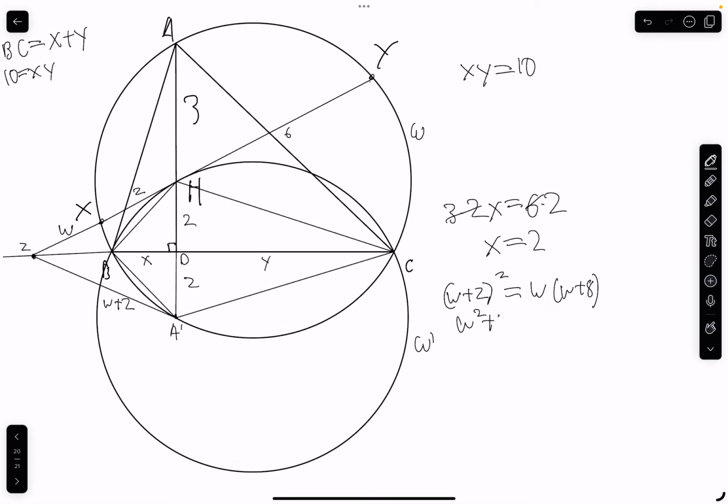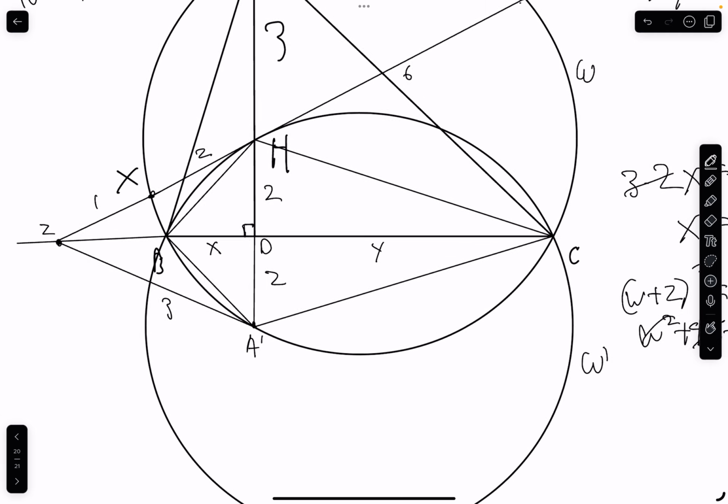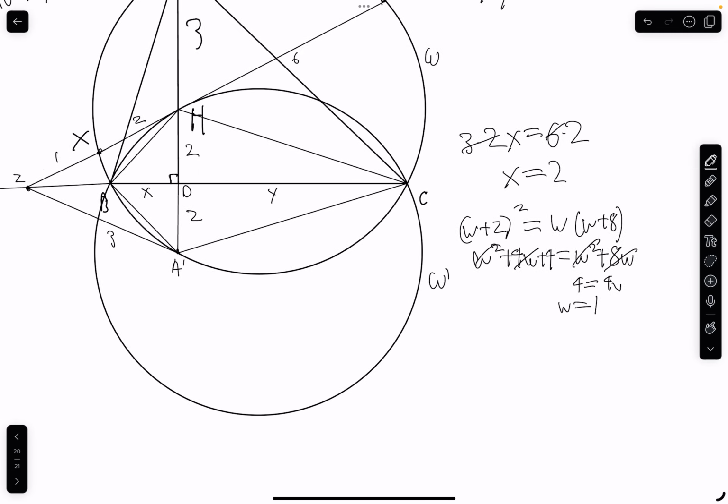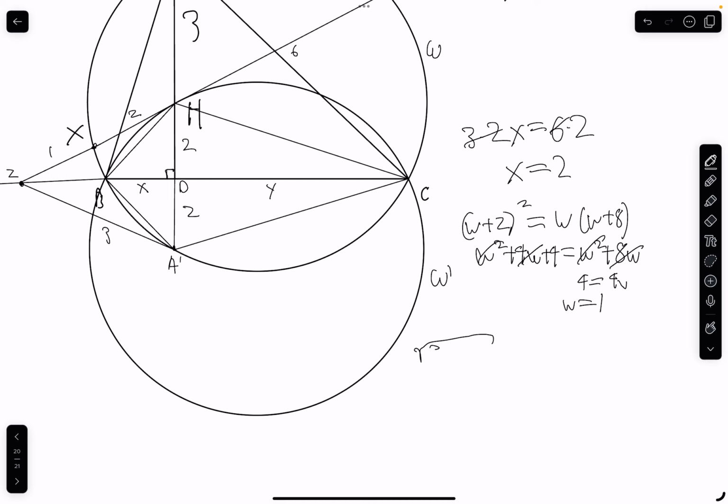And we have that W squared plus 4W plus 4 equals W squared plus 8W. This cancels. This cancels. We're left with 4W equals 4, or W equals 1. So now we have that ZX equals 1 and ZA prime equals 3. And now we actually can find ZD by the Pythagorean theorem. So we have the square root of 3 squared minus 2 squared, that's the square root of 5. So this is equal to ZD, right?